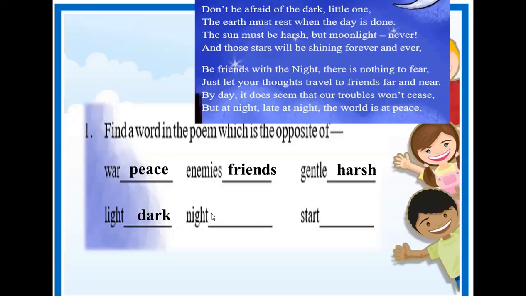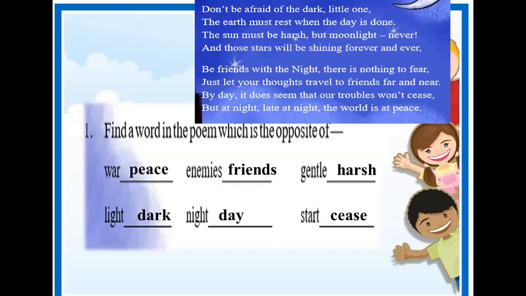Now, the next word given here is night. Children, can you find out the opposite of the word night in the poem? Very good. The opposite of the word night is day. And the last word included in this exercise is start, and its opposite is cease. This was an interesting activity, isn't it, children?